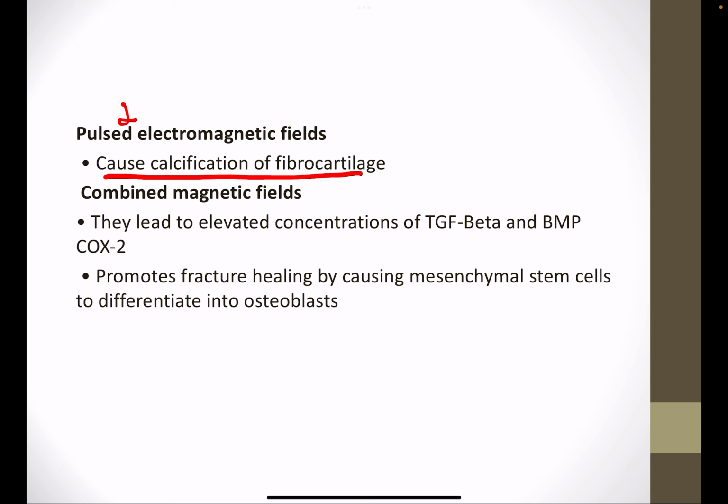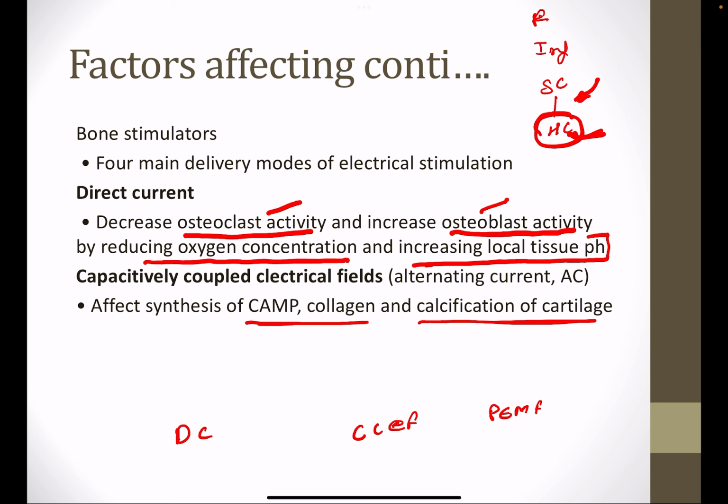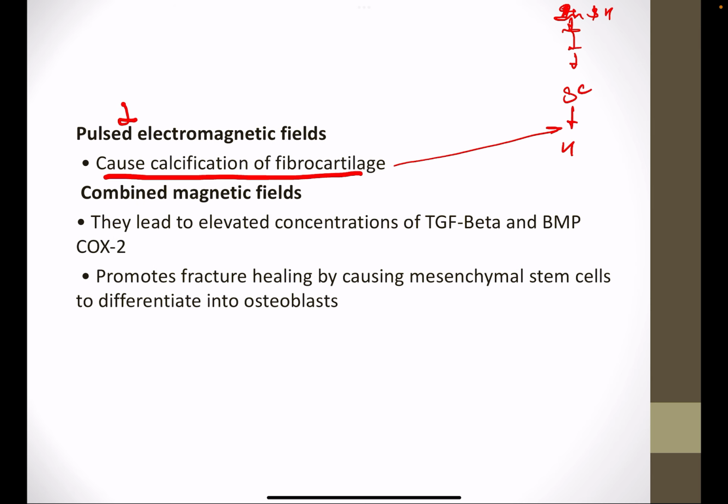Again, it is affecting from inflammation, from injury and hematoma, then inflammation, then soft callus, then hard callus. Again, it is causing calcification. So capacitive coupled electric field also affects calcification. Pulse electromagnetic field also affects calcification. Combined magnetic field, what do they affect?